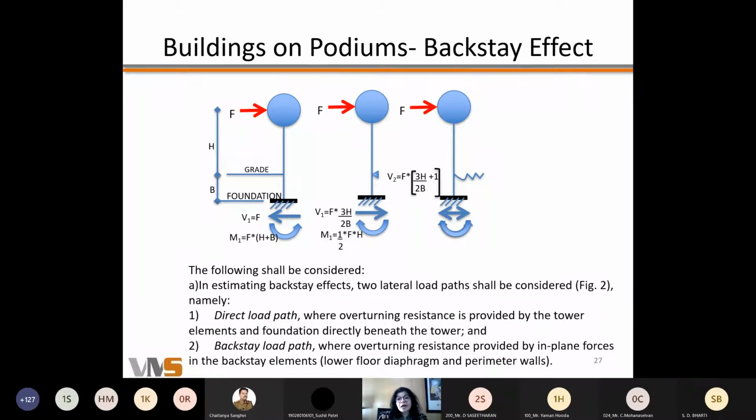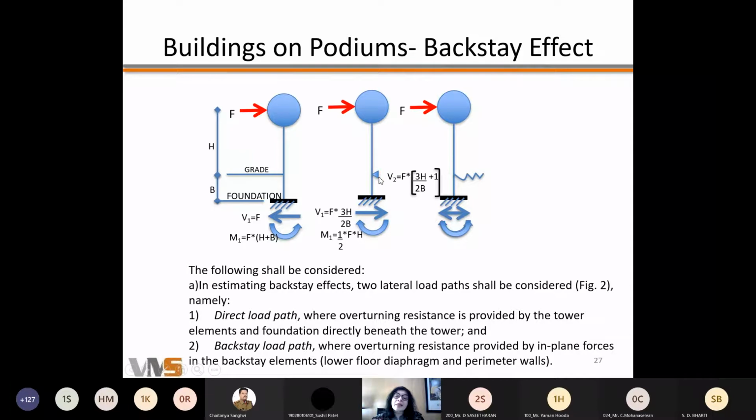Then there's a lot of discussion on the backstay effect. The backstay effect is that you have a tall building, a slender tall building, and then you have a very large stocky podium of 2 stories or whatever. So what happens is, just think of it as a pendulum. You have an inverted pendulum at a fixed base, right? The leftmost, as you see, and then it's very clear that the shear over here is going to be the same as your lateral force, and your moment is going to be the force times the height.